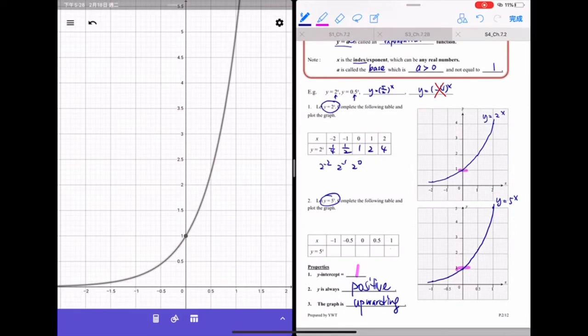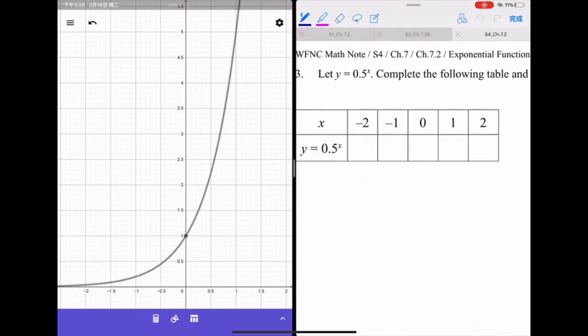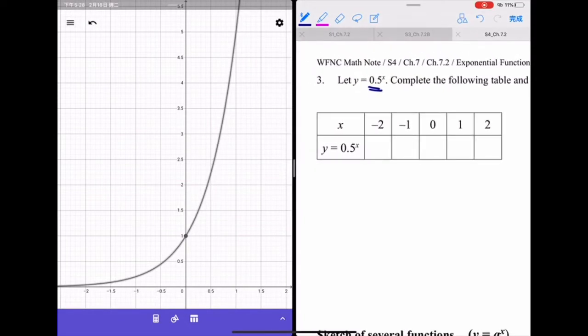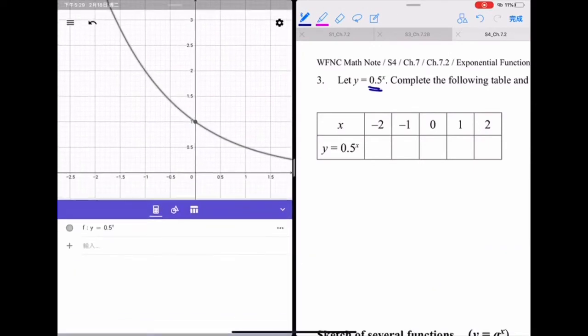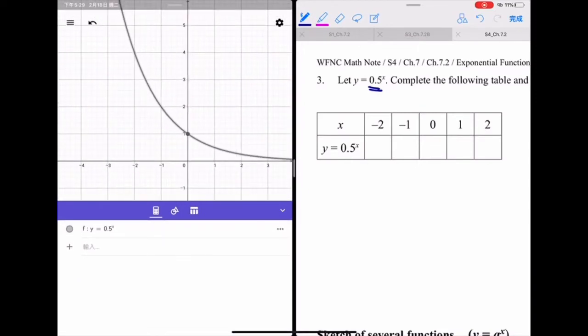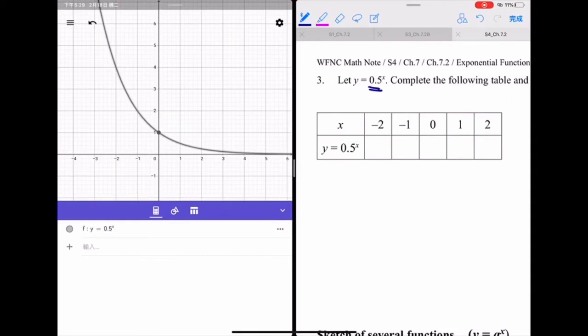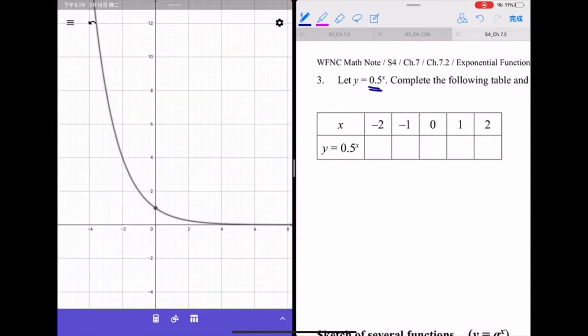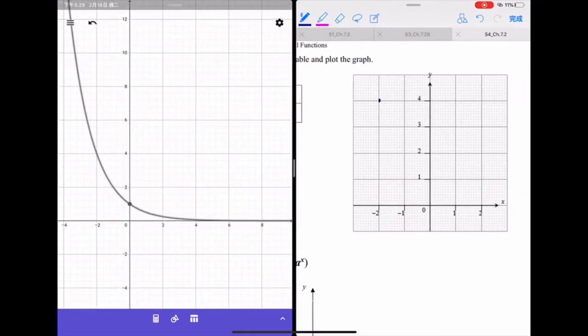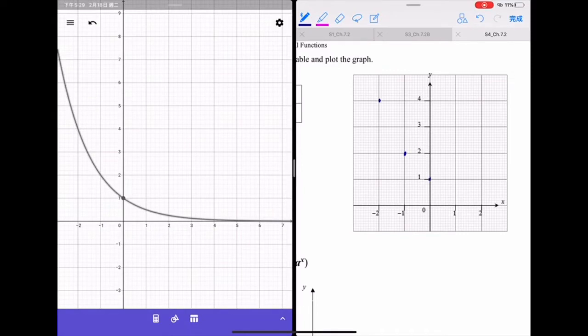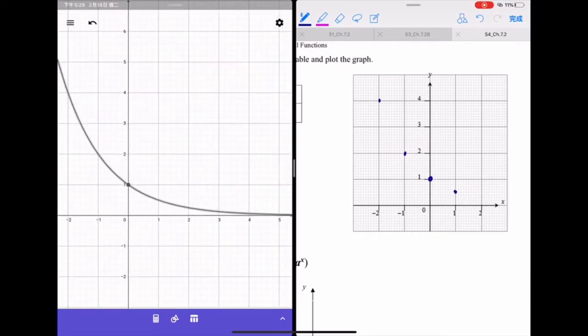Let's see, how about if the base is a decimal number? Again, let's use 0.5 to the power x. Alright, this one. It's also going, but can you see the difference? As compared to the previous two, it's going to the left-hand side, but the two before are going to the right-hand side. Negative 2 is 4. Negative 1 is 2. And also equal to 1 for the y-intercept. And then 1 is 0.5. 2 is 0.25. Okay, like this.